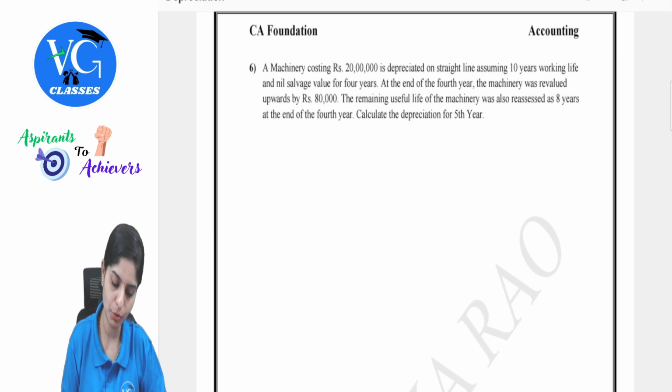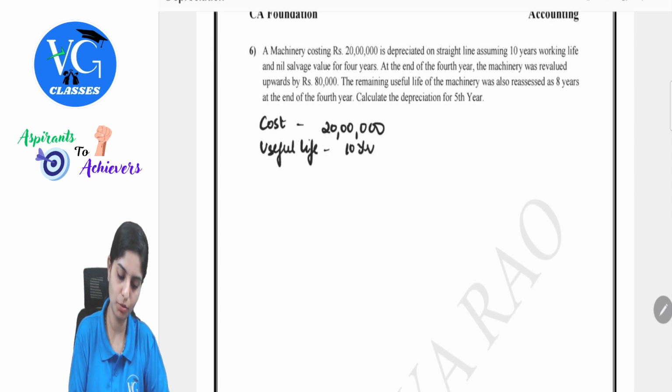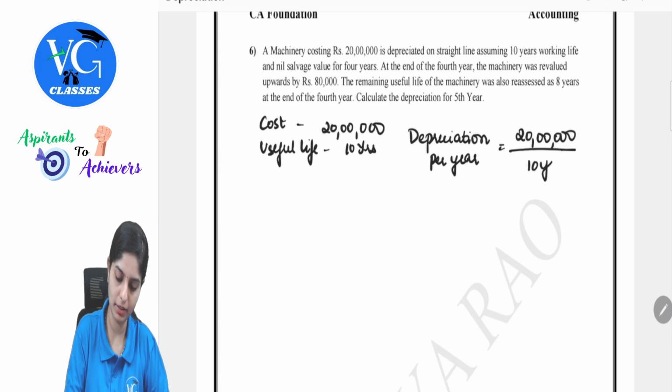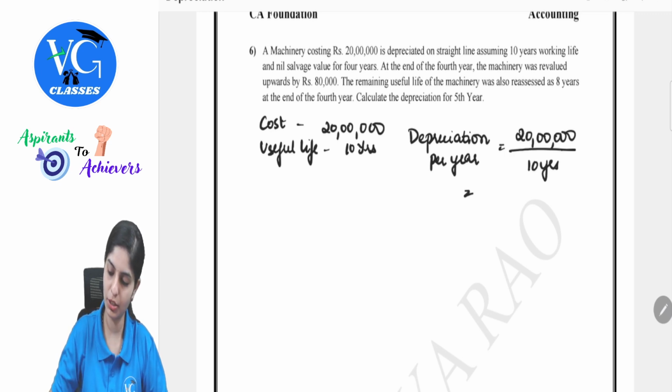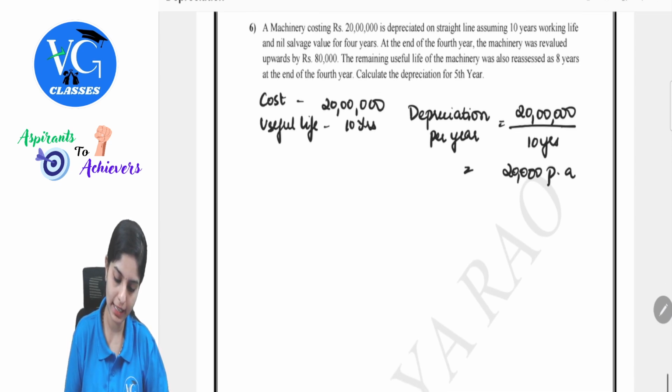So first, let's do that. Cost here is 20 lakh. Useful life is 10 years. There is no salvage value. So depreciation per year is equal to 20 lakh divided by 10 years. That will be how much? 2,00,000 per annum. At the end of 4th year, we need to take the depreciation for 4 years.